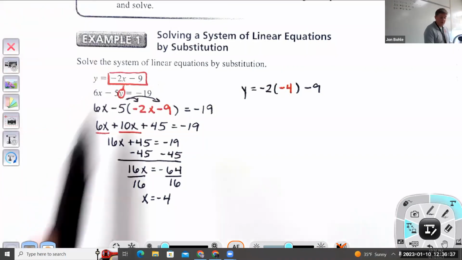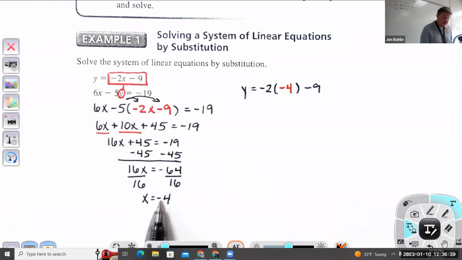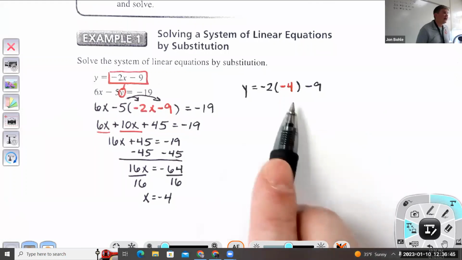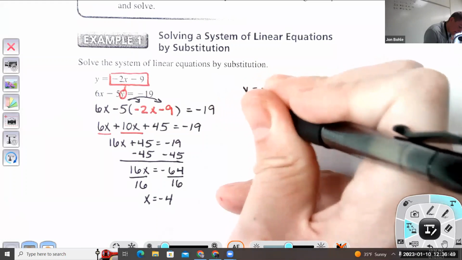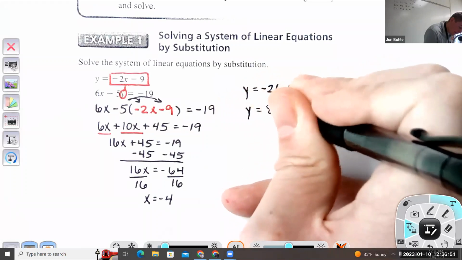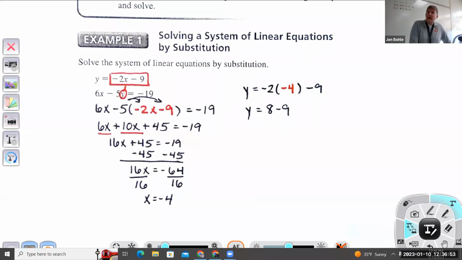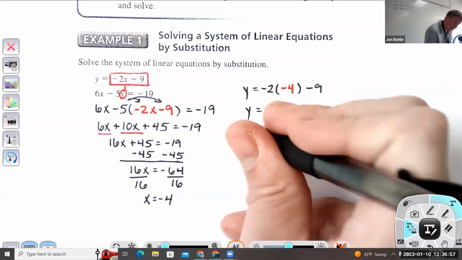So I'm taking that top equation. I know x is negative 4, so I'm replacing x with negative 4. And now I just have to actually solve for y. So I'm going to go negative 2 times negative 4. Negative times a negative is a positive 8. And then 8 minus 9 is negative 1.